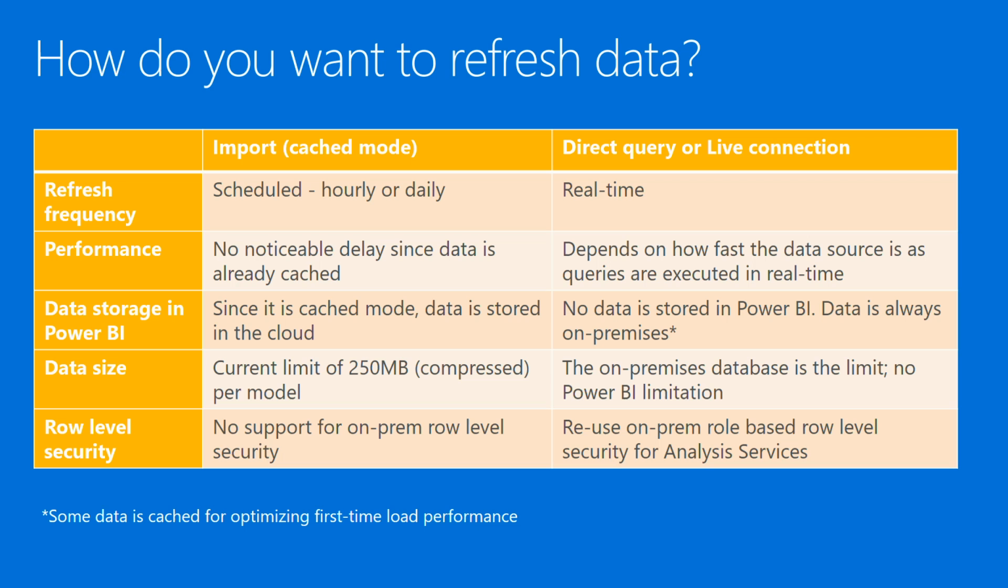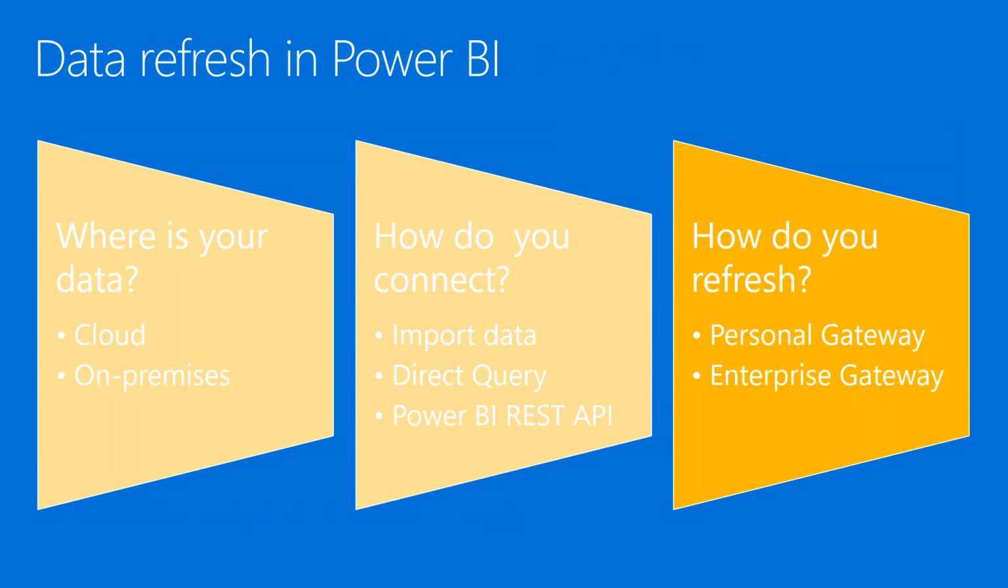So here, another difference between the import and direct query: if you want your data not to be cached in Power BI, you will have to compromise and have it based on the performance of your data source. There's no data stored in Power BI. It's always on premises. You don't have to move it, except there's a disclaimer here: some data will be cached to optimize your dashboard views. And finally, data size: on-premises data is the limit. There's no limit constraint from the Power BI side. And you can reuse the on-prem role-based security for analysis services that you have set up on your data source, so you don't have to worry about doing it again on Power BI.